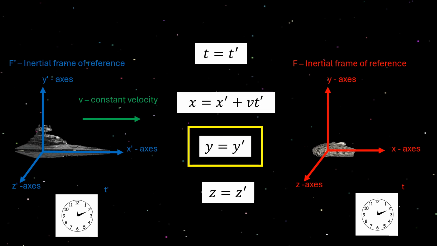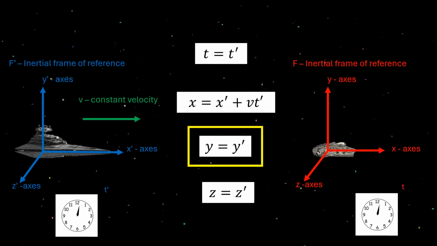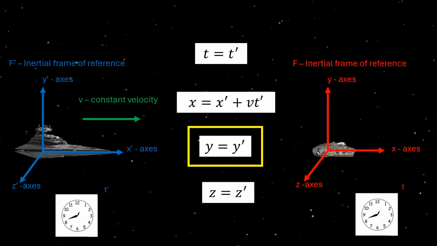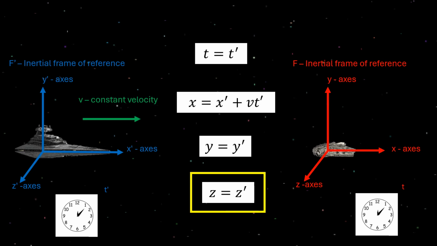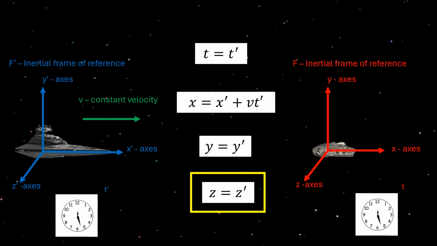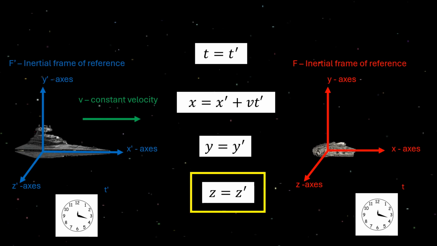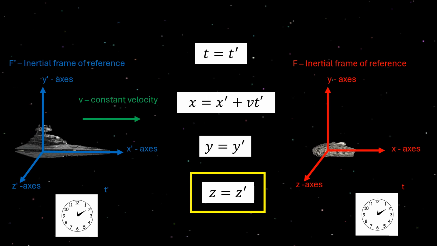3. The y-coordinate: in both frames it remains identical, where y is the coordinate for the Millennium Falcon and y' is the coordinate for the Star Destroyer. 4. The z-coordinate. Similarly, the z-coordinate is the same in both the Falcon's frame, z, and the Star Destroyer's frame, z'. Think of it like Han Solo navigating the Falcon past a massive Star Destroyer.